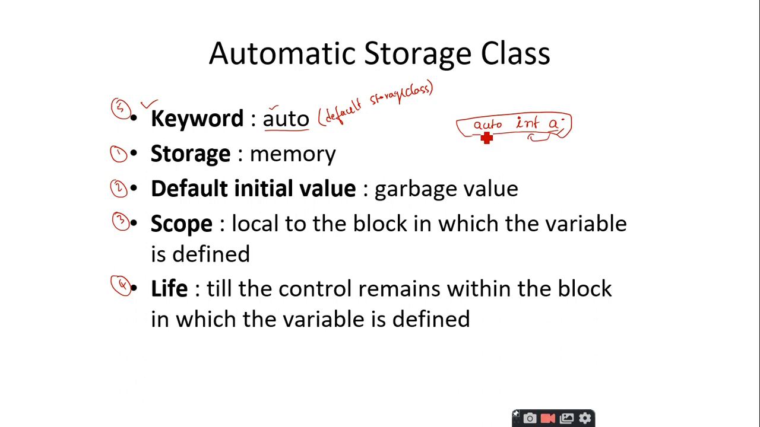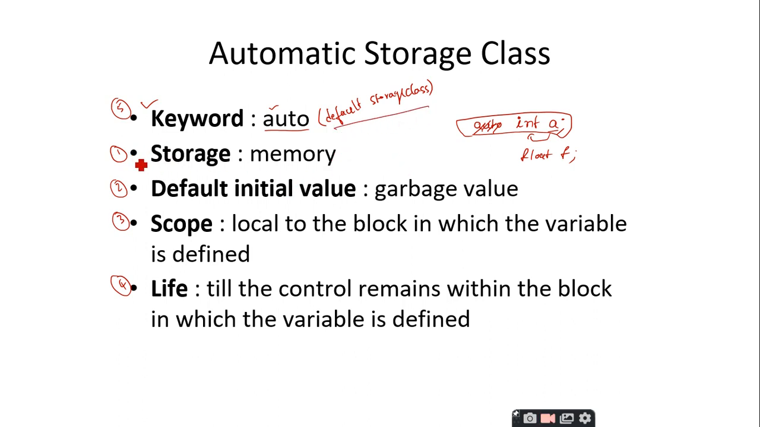Default storage class means though you don't specify auto, you just specify it as int a and float f. These variables f and a, though they are not specifying the storage class, are automatically taken as automatic variables by the compiler. That is the reason why we say that automatic is the default storage class. Don't specify any keyword before the declaration, and they will be treated as automatic variables by the compiler. So we call it the default storage class.